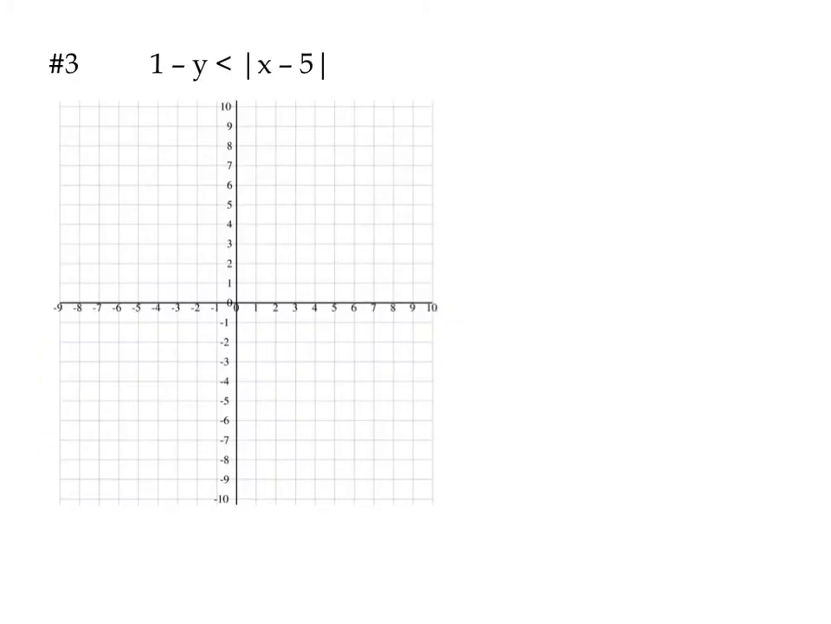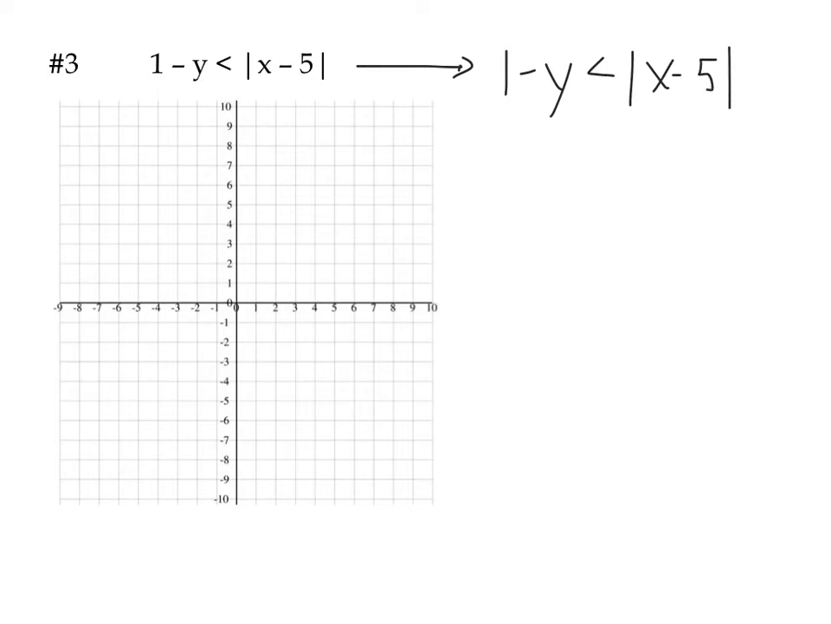Let's do this third example that's going to bring up a few interesting things to pay attention to. The first one is that the y is not all by itself already, so we need to get that y by itself. So if we bring this equation over here so we can do a little work with it, we're going to have 1 minus y less than absolute value of x minus 5.